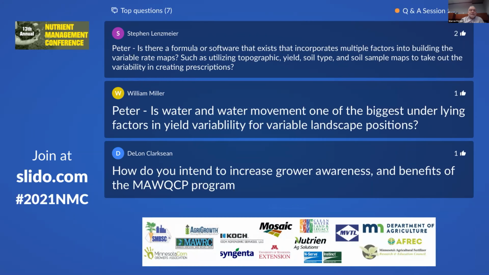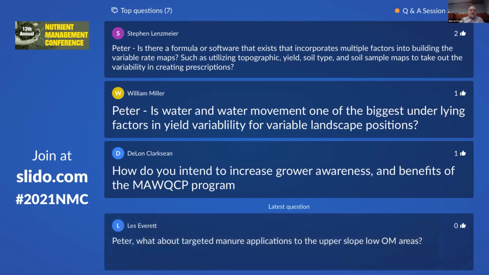Very good. And then a follow-up question, Peter: is there a formula or software that exists that incorporates these multiple factors into building the variable rate maps? Topographic, yield, soil type, and that sort of thing.